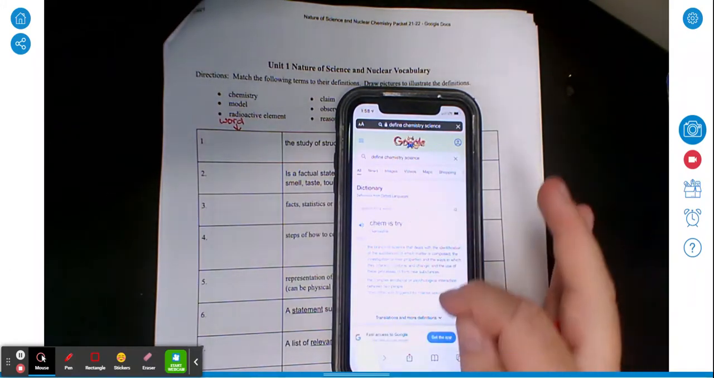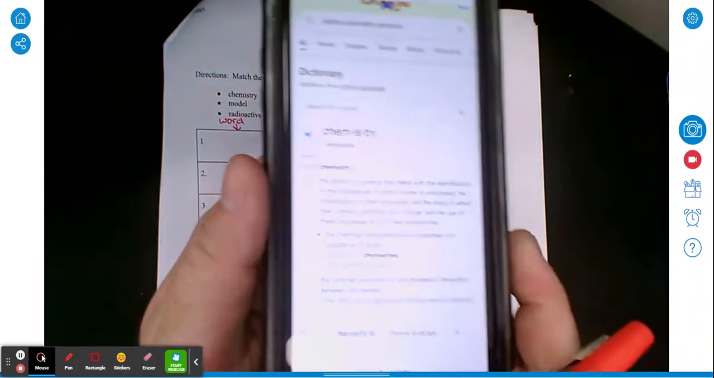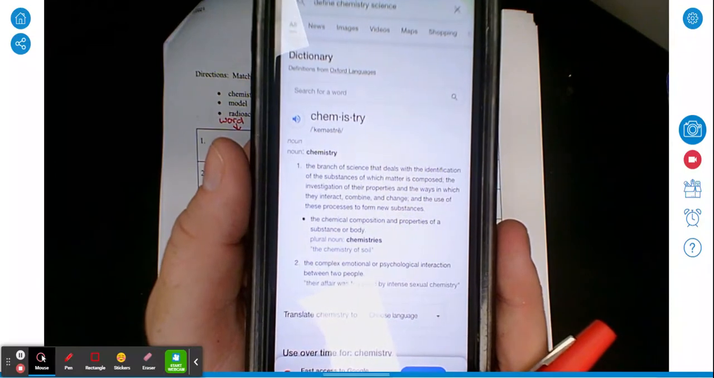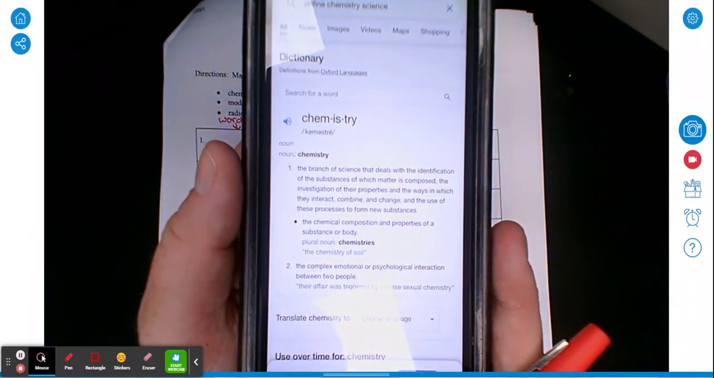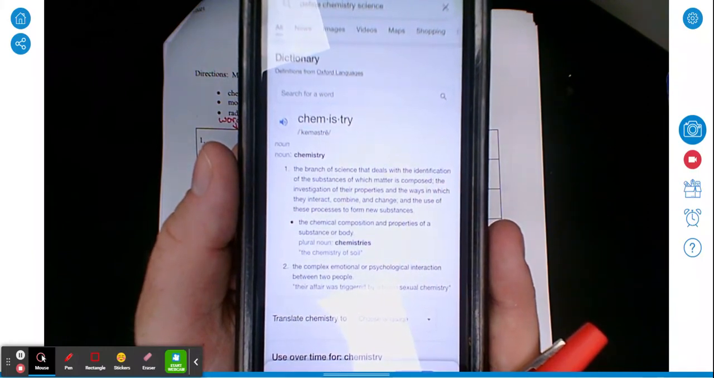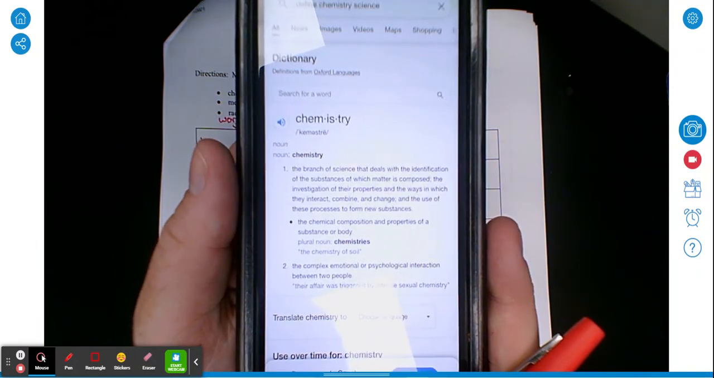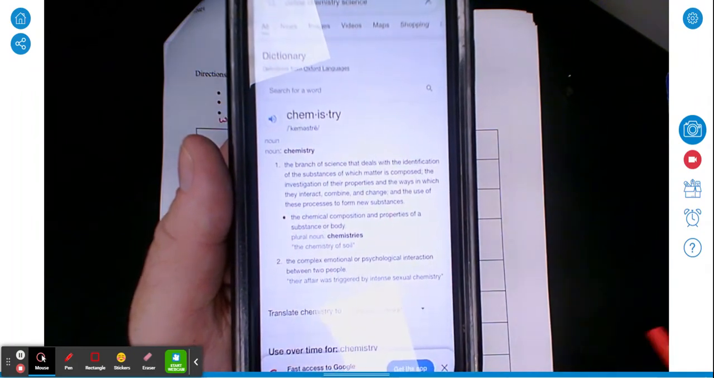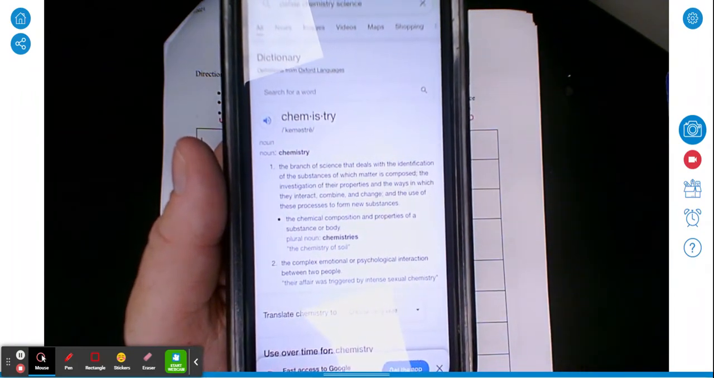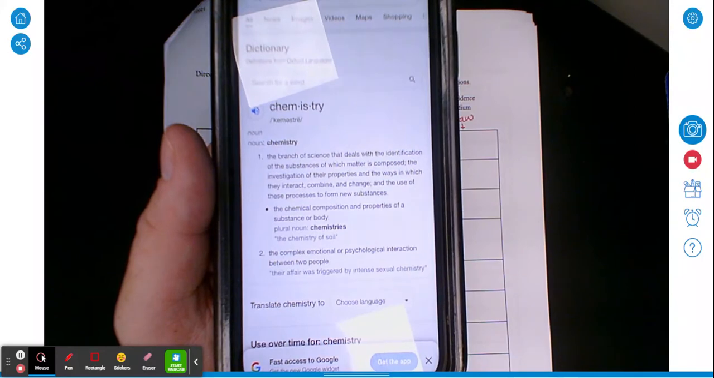Chemistry is, there's a couple of different definitions. Make sure you open all of them. The branch of science that deals with the identification of the substances of which matter is composed, the investigation of their properties and the ways in which they interact, combine, change, and the use of these properties to form new substances. Then there's some sub-definitions. The chemical composition and properties of a substance or body. And a second one, the complex emotional and psychological interaction between two people.